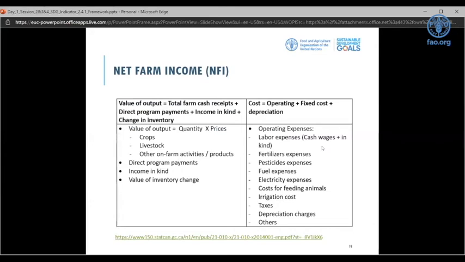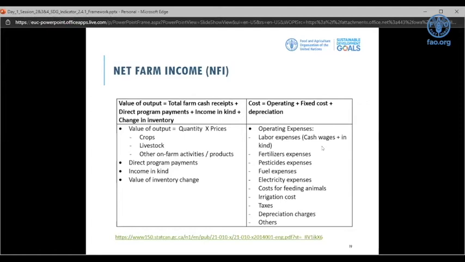Now, in terms of calculation of net farm income with this more sophisticated approach, what do we need as data items? The first item that we need is value of output. This is the same concept that we discussed yesterday as part of the productivity sub-indicator. What we need as data items is the total physical quantities of the products that are produced by the agriculture holding multiplied by the farm gate prices. And this will give us the value of output.